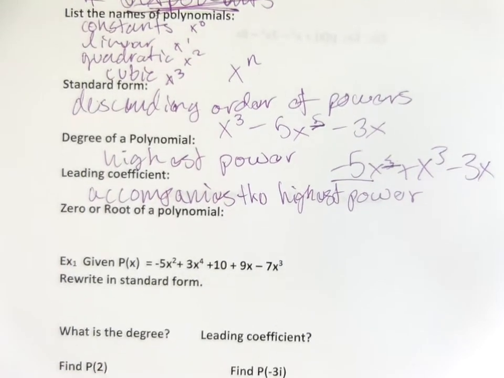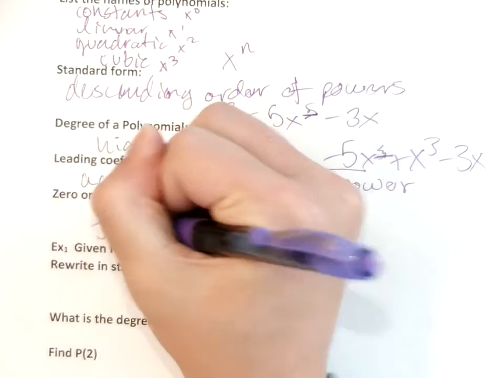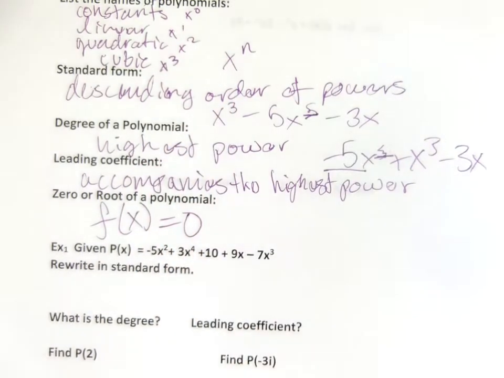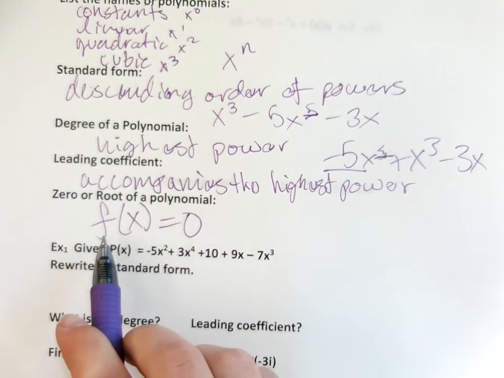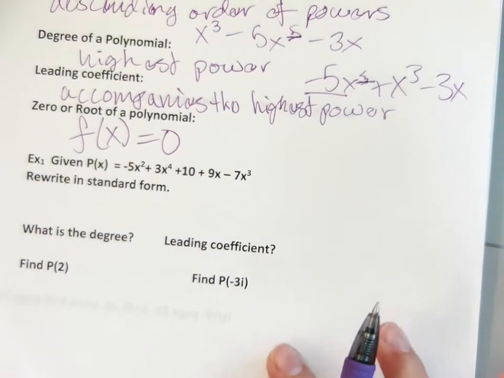All right, and then what we went over in the reading, the 0 or root of a polynomial is f of x equals 0. That's the same thing as setting y equal to 0.